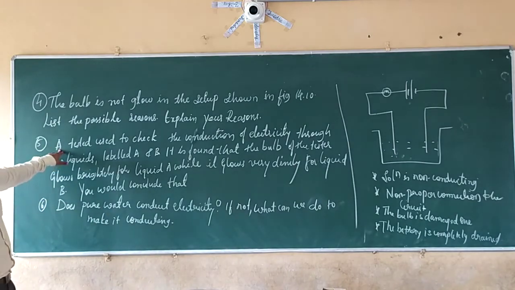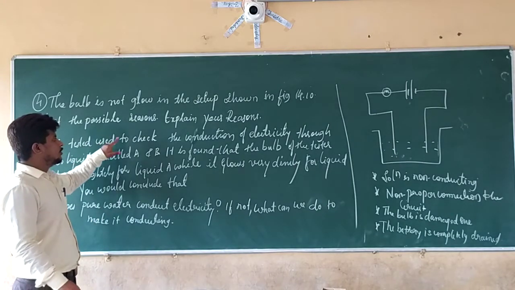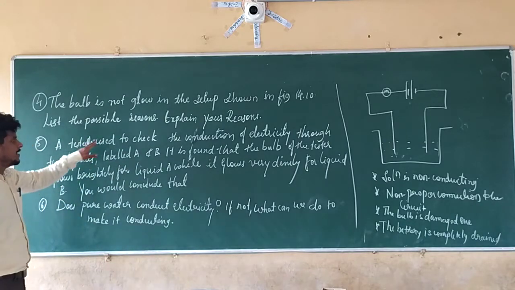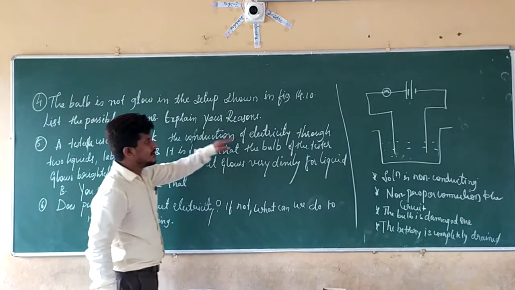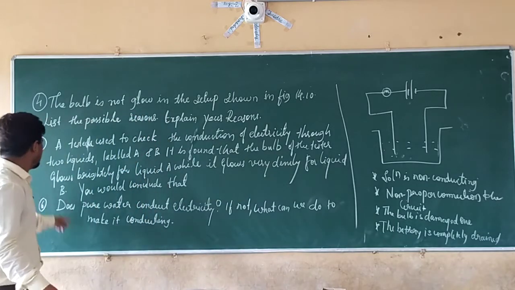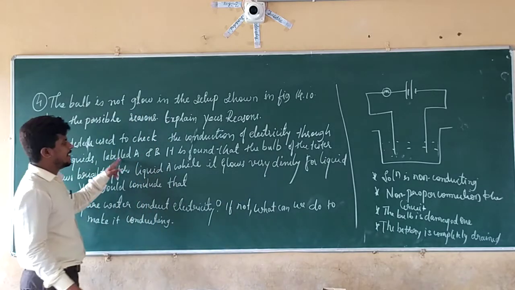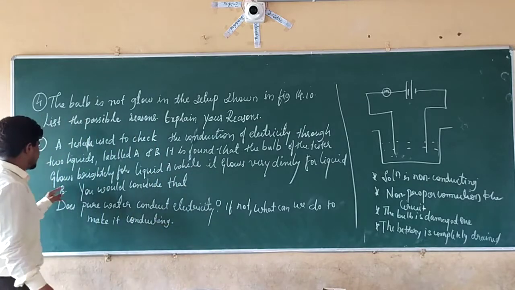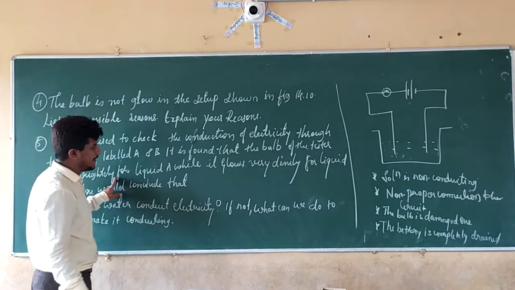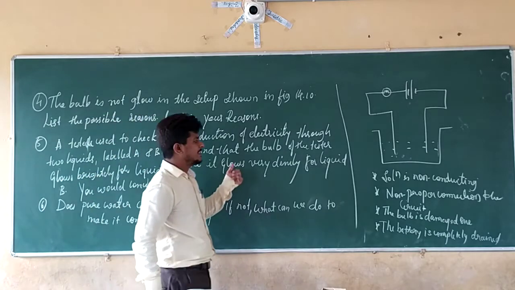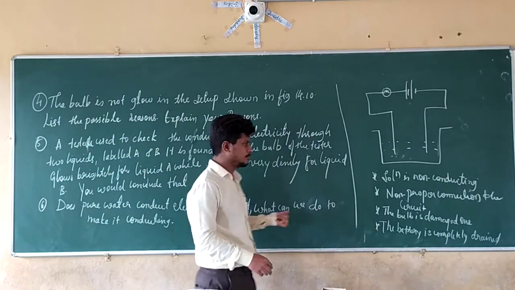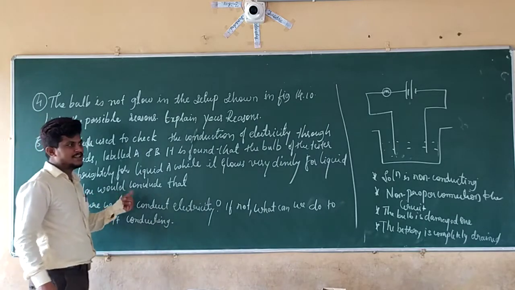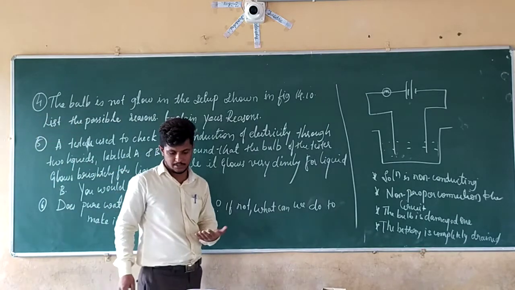A tester used to check the conduction of electricity through two liquids labeled A and B. It is found that the bulb of the tester glows brightly for liquid A while it glows very dimly for liquid B. You would conclude that, since it is an MCQ question, there are four options given.